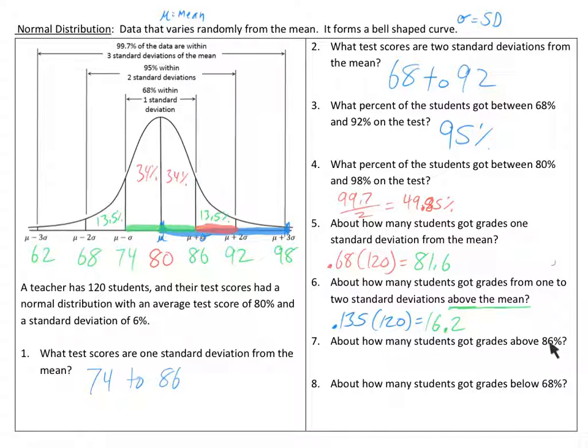So above 86, let's see what we got here. Won't above 86 go all the way to here forever? So above 86, ooh, that's a little bit harder. Well, if that's 13.5, what's this little pocket going to be? Well, what's 99.7 minus 95? Isn't that 4.7? And 4.7 divided by 2, this little pocket is 2.35.